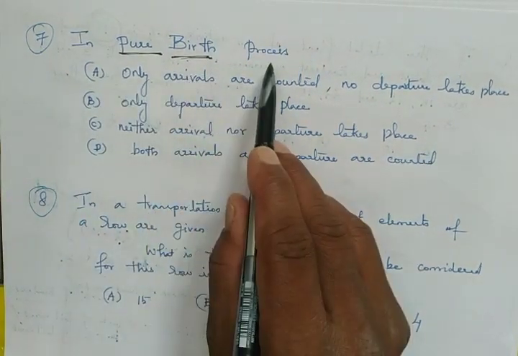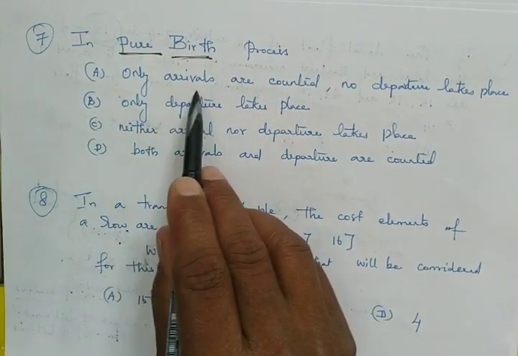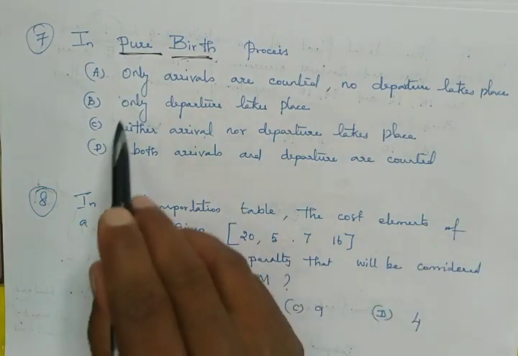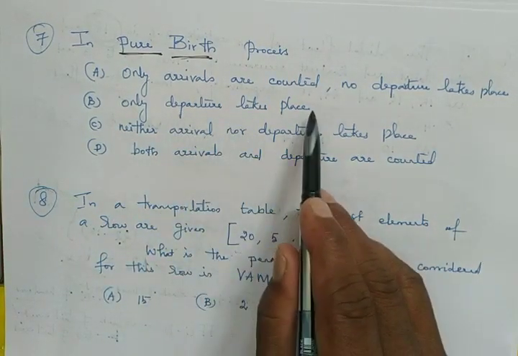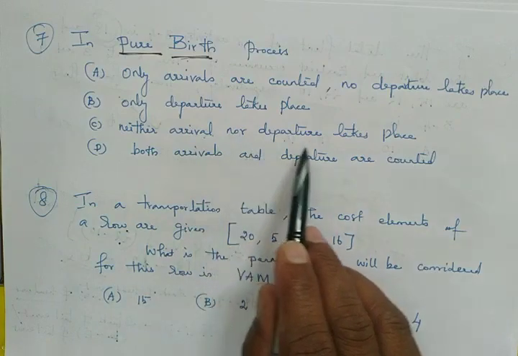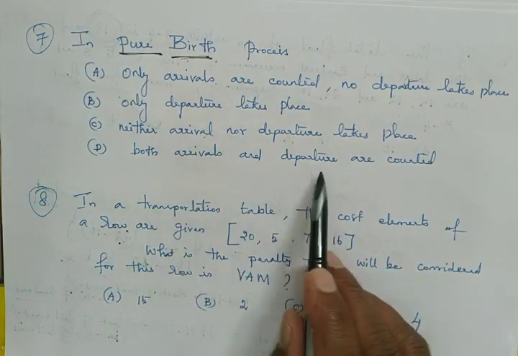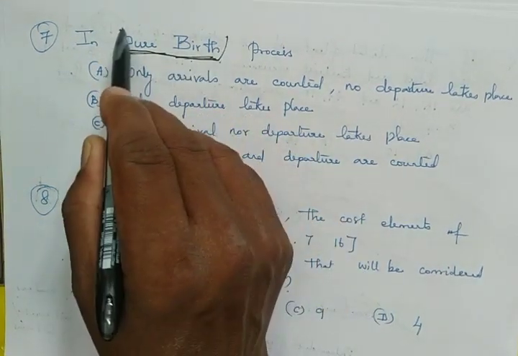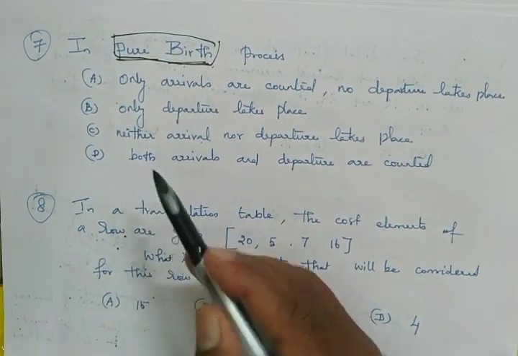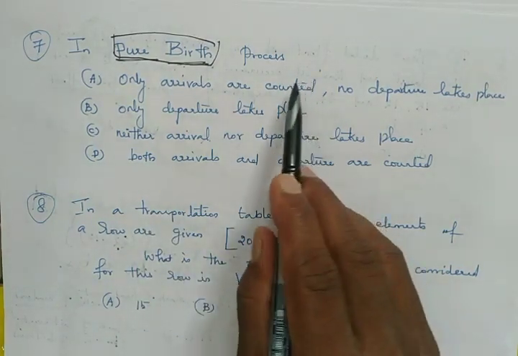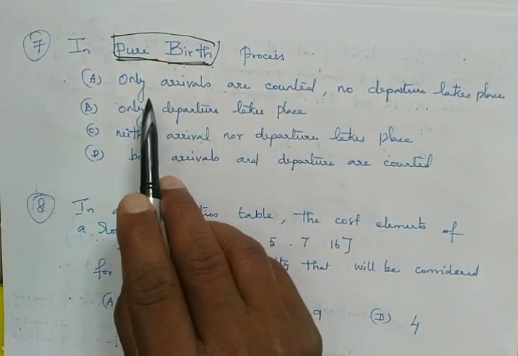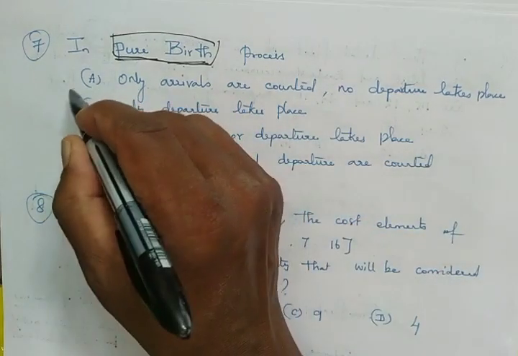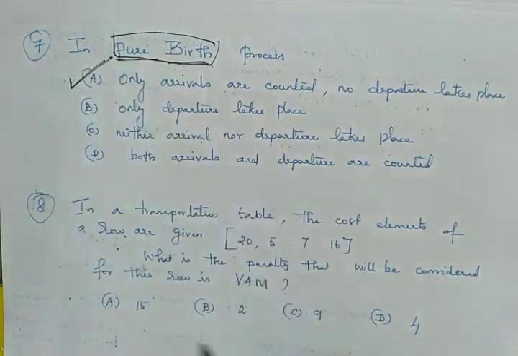In the pure birth process: A, only arrivals are counted and no departure takes place; B, only departure takes place; C, neither arrival nor departure; D, both arrivals and departure. The word mentioned is pure birth only. Birth indicates only arrivals, no departure, no death. Therefore option A is the right answer.